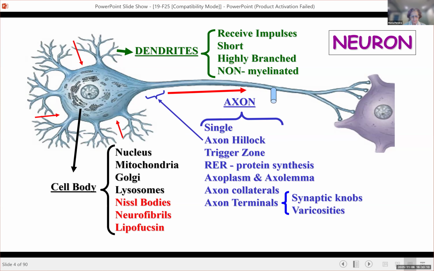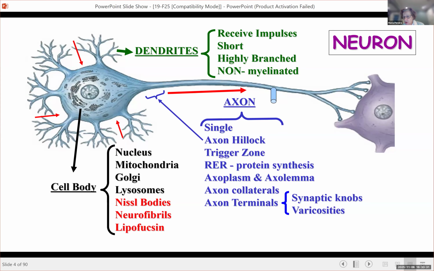Okay, so what is RER, rough endoplasmic reticulum? Within the axon, there's protein synthesis going on. So we have ribosomes that are here and that produce proteins right in the axon.